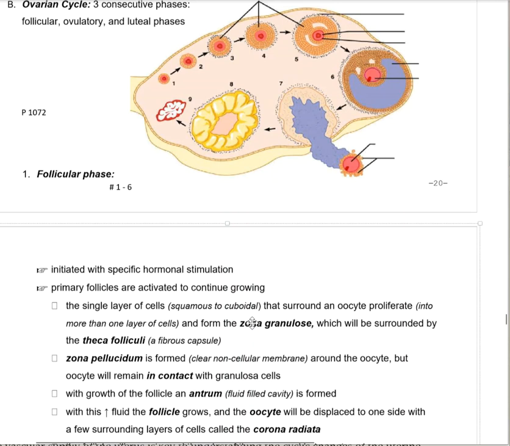So we have hormones that are going to stimulate and cause the follicles to start to grow. So primary follicles are activated and continue growing during the follicular phase. Remember, we start at a single layer of cells that surround the oocyte, and then there's also this. That multiple layer of cells is called the zona granulosa, and it will be surrounded by the theca folliculi, which is a fibrous capsule. So once we see this, we are multicellular around the oocyte, and this is the fibrous outer capsule that kind of holds it in place, which is shown here by these little dark lines.